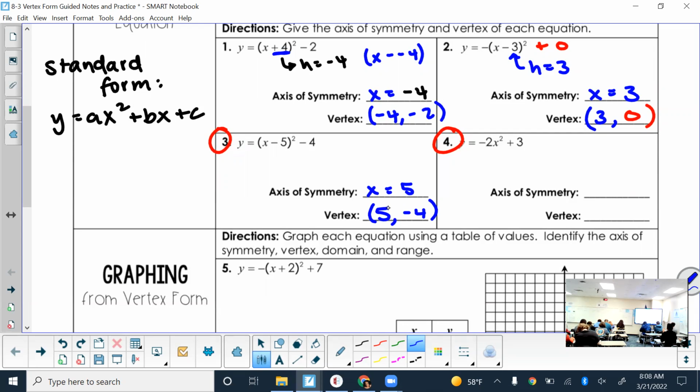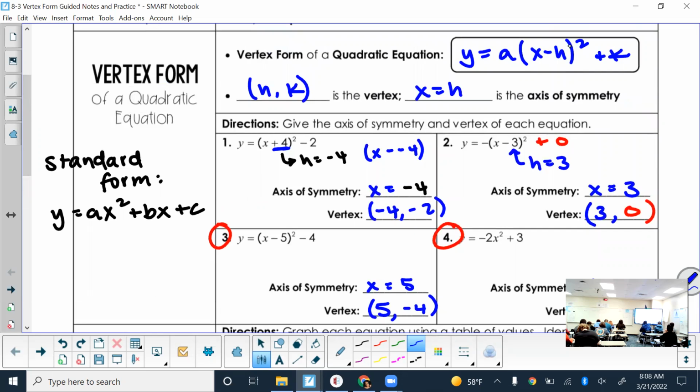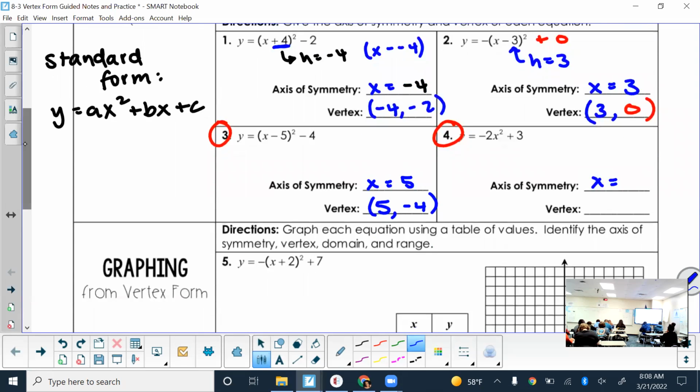All right, now axis of symmetry for number 4. What do you guys get? X equals. This one was the more challenging one. Is there a number in the parentheses with the x? So then my axis of symmetry is x equals 0.